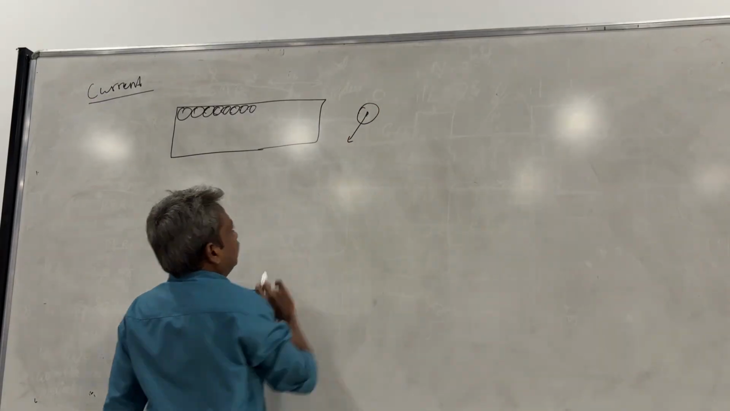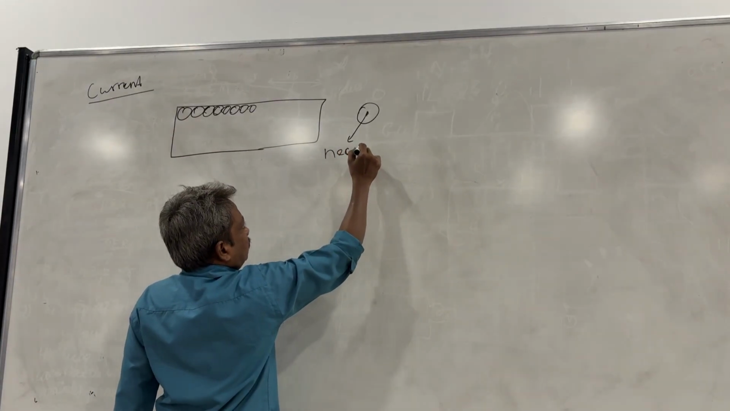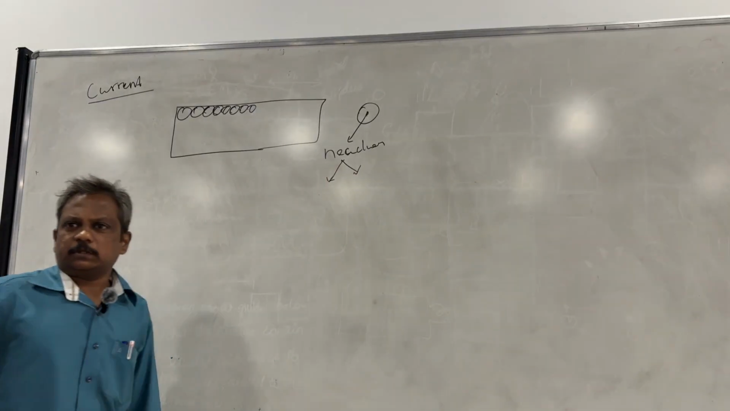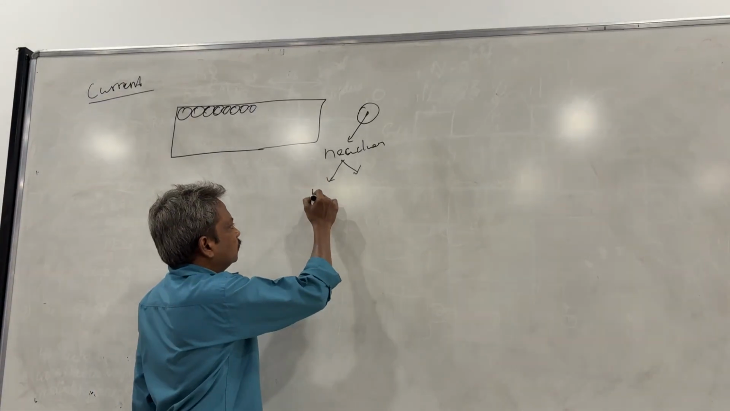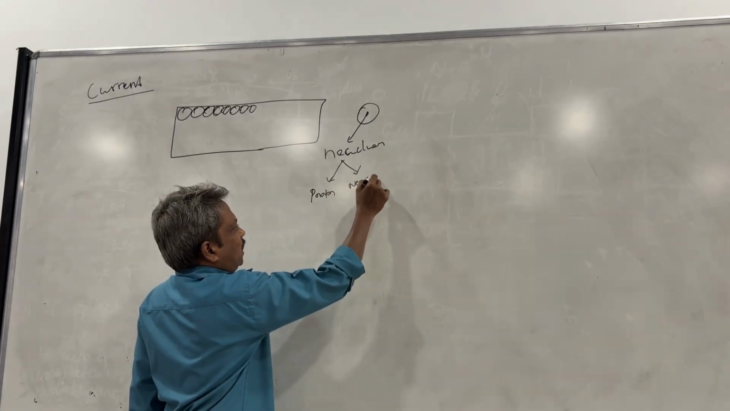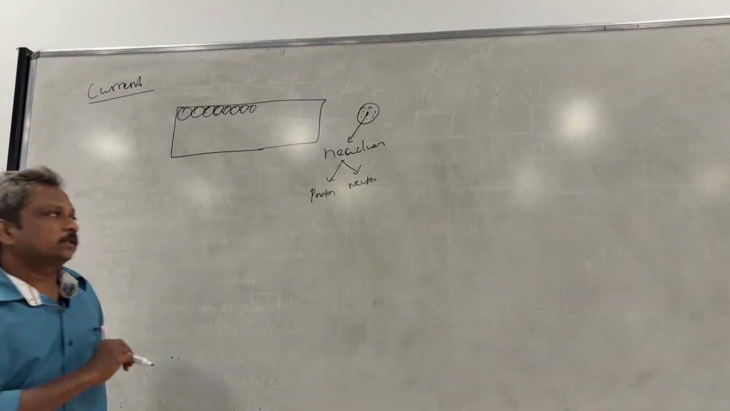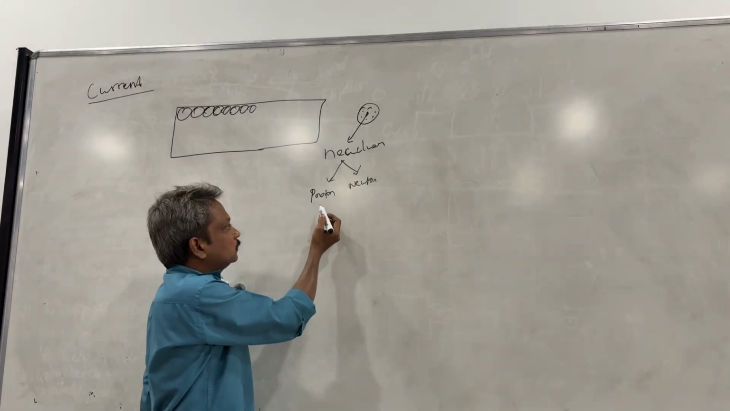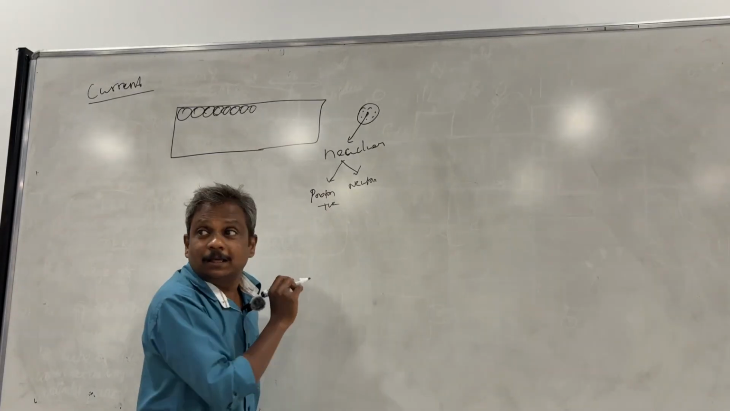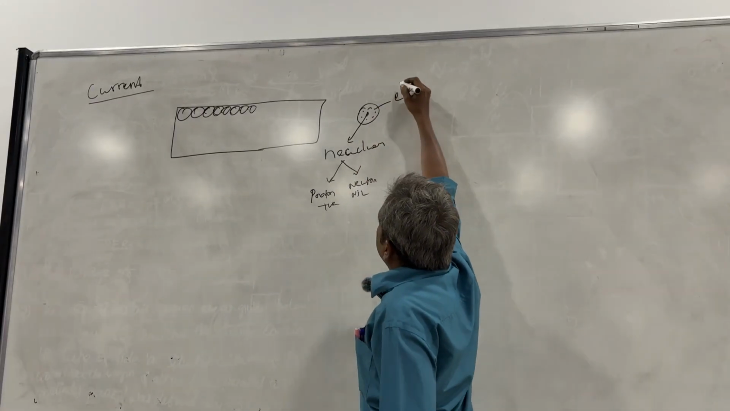What is the central part of an atom? Nucleus. And what are the further subdivisions? It is having proton and neutron. And what about electrons? They are revolving around the nucleus. What is the charge of proton? Positive. What is the charge of neutron? Nil, neutral. And what about the electron charge?